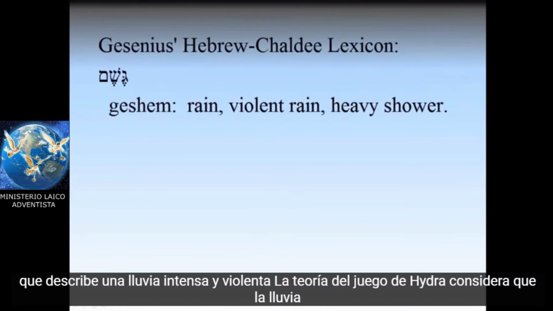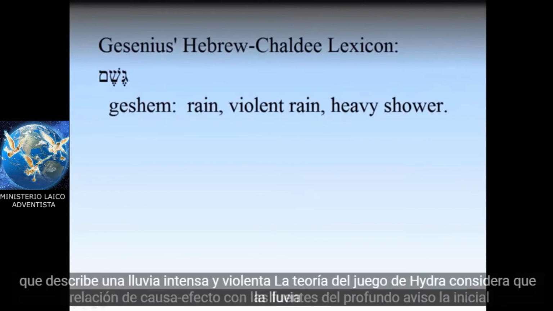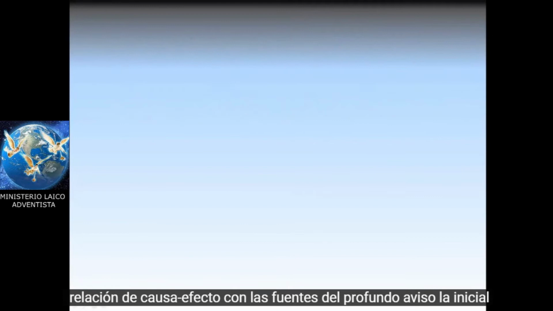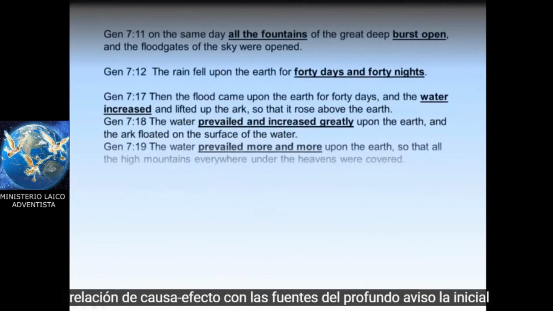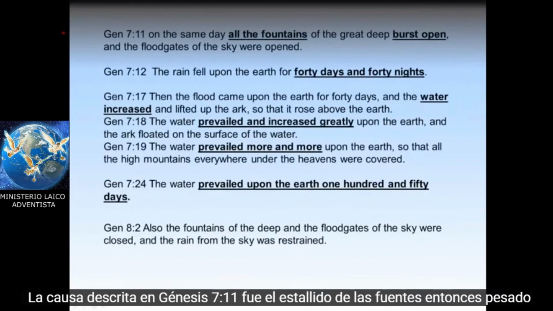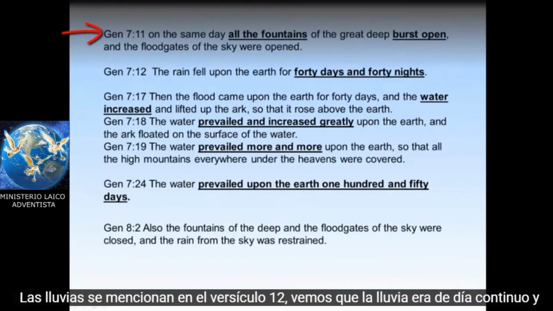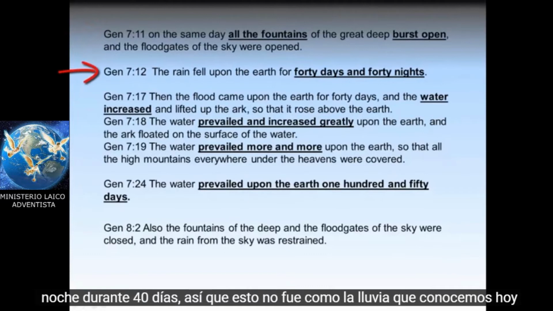Hydroplate theory sees the heavy rain as having a cause-effect relationship with the fountains of the deep. Notice the initial cause described in Genesis 7:11 was the bursting of the fountains. Then heavy rains are mentioned. In verse 12, we see that the rain was continuous day and night for 40 days, so this was not like the rain we know today.